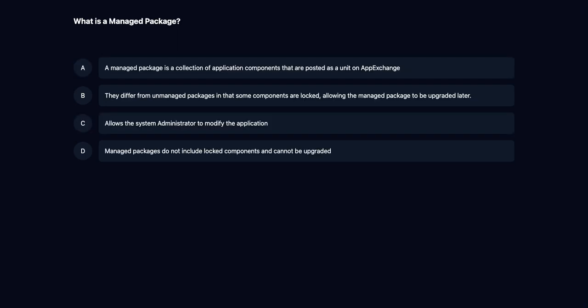What is a managed package? A. A managed package is a collection of application components that are posted as a unit on AppExchange. B. They differ from unmanaged packages in that some components are locked, allowing the managed package to be upgraded later. C. Allows the system administrator to modify the application. D. Managed packages do not include locked components and cannot be upgraded.